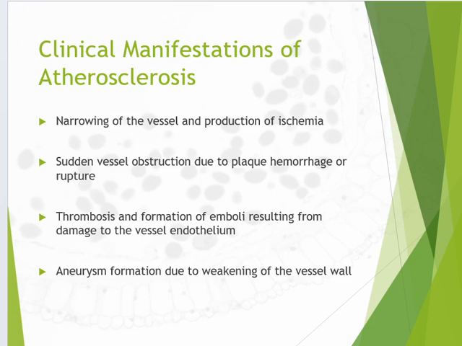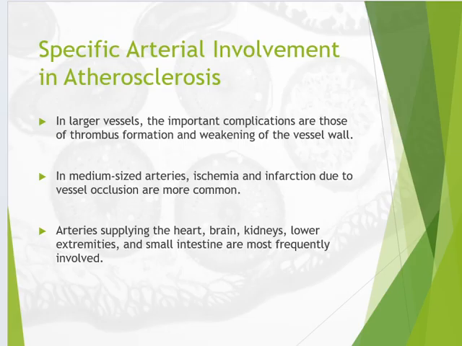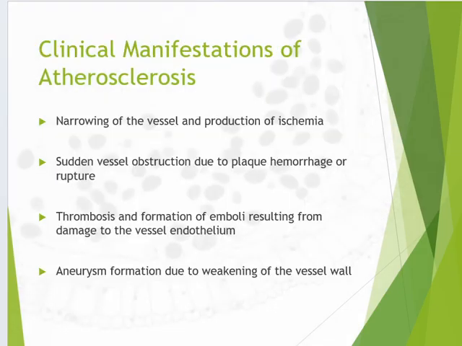If a vessel becomes suddenly obstructed, that can happen due to plaque hemorrhaging or rupture. We can see thrombosis and formation of emboli that travel and lodge themselves, and that often happens when there's damage to the vessel endothelium. And again, aneurysm formation if the vessel walls start to weaken.